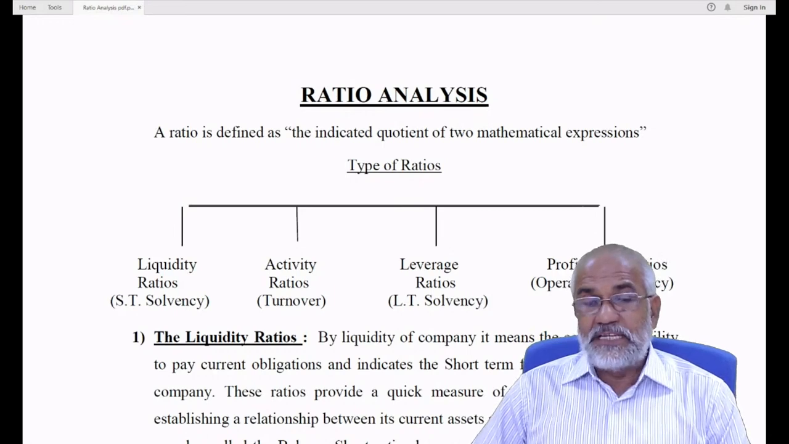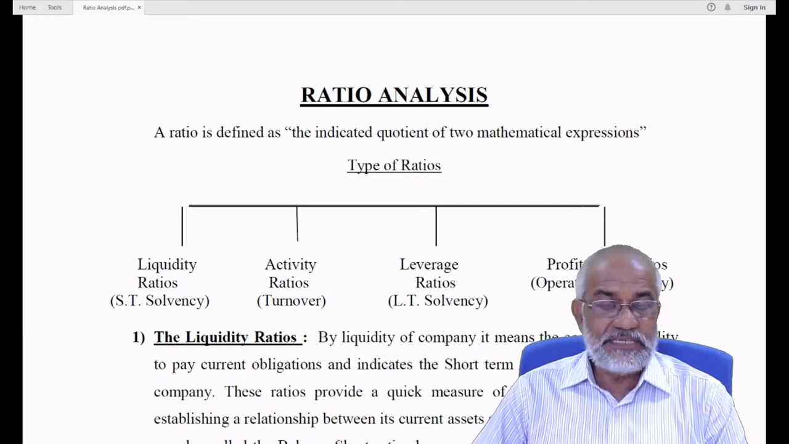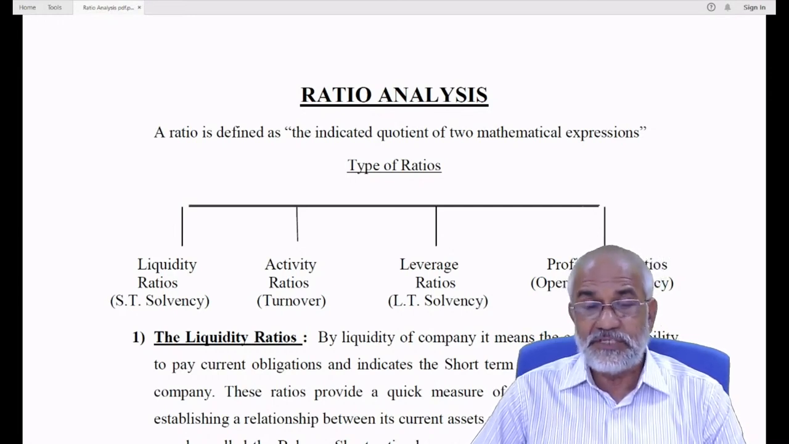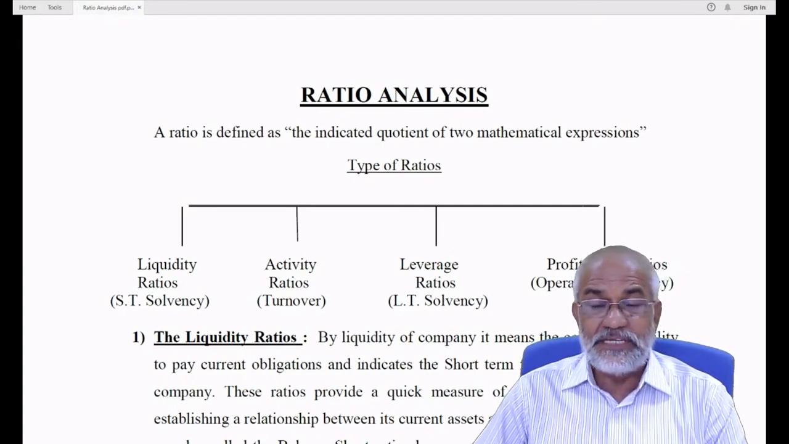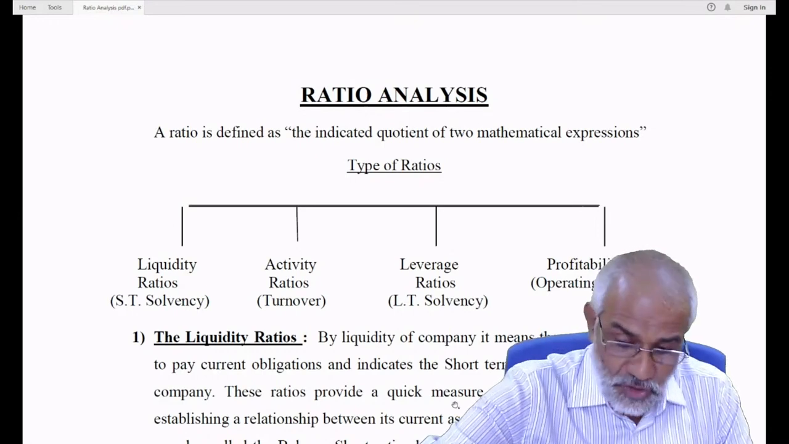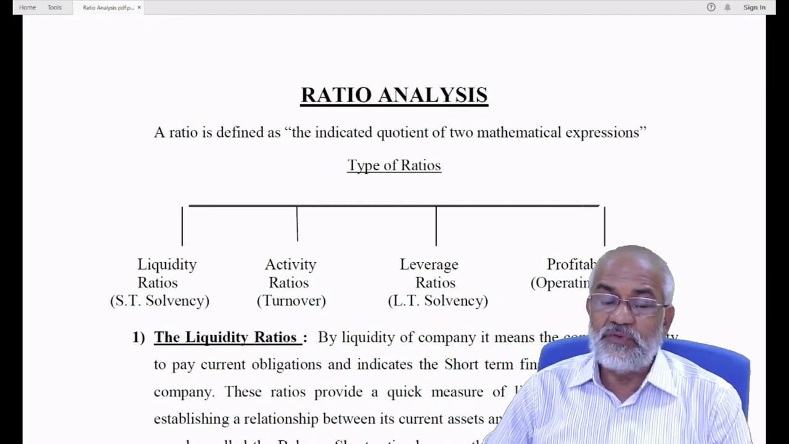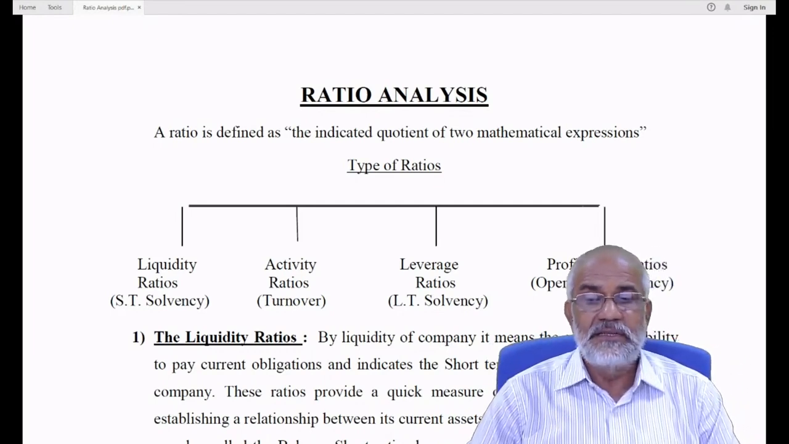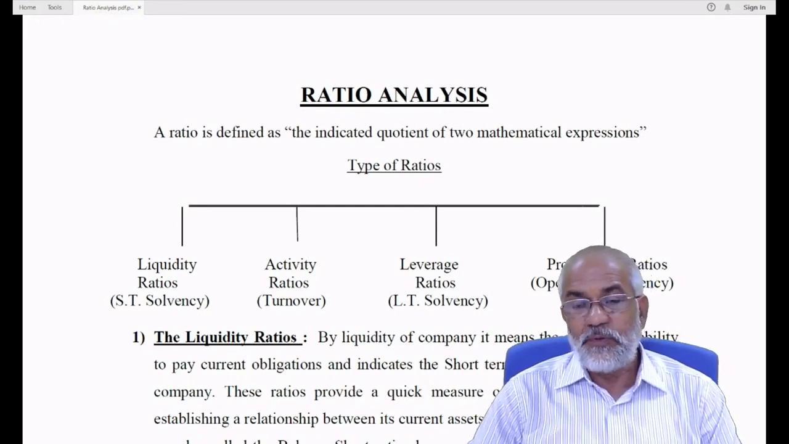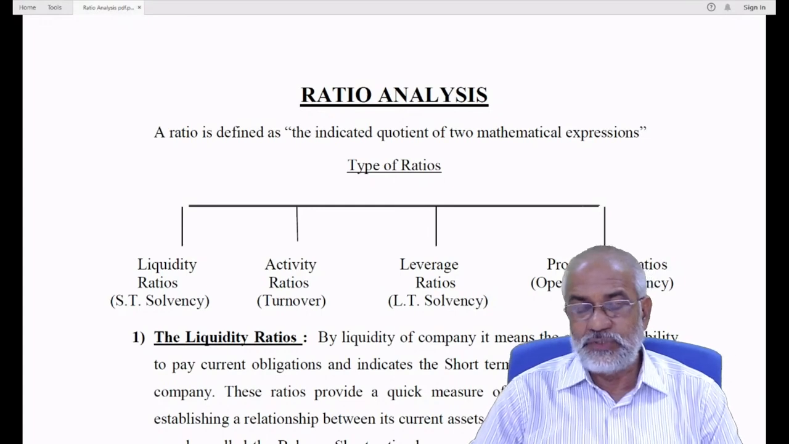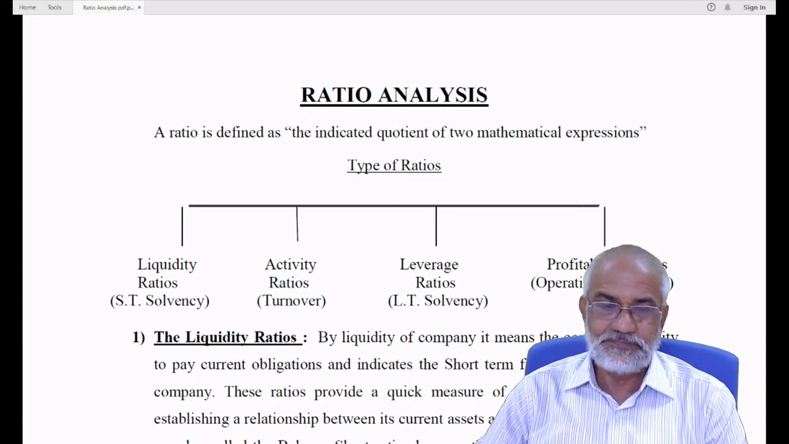But the modern classification of ratio analysis is of four types. One is the liquidity ratio, which speaks about the short-term solvency of the organization. The second category speaks about the activity ratios, which are otherwise called the turnover ratios. The third category speaks about the leverage ratio, which is about the long-term solvency of the organization. The fourth and last category speaks about the profitability ratios, which speak about the operating efficiency of the organization.